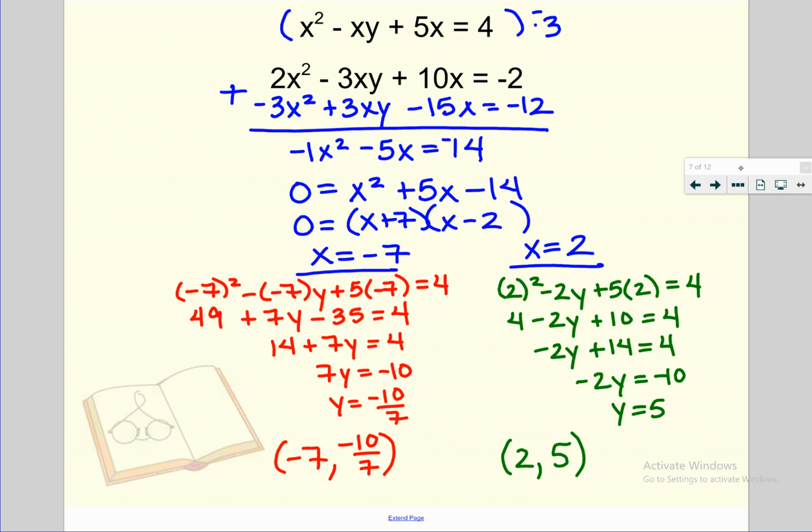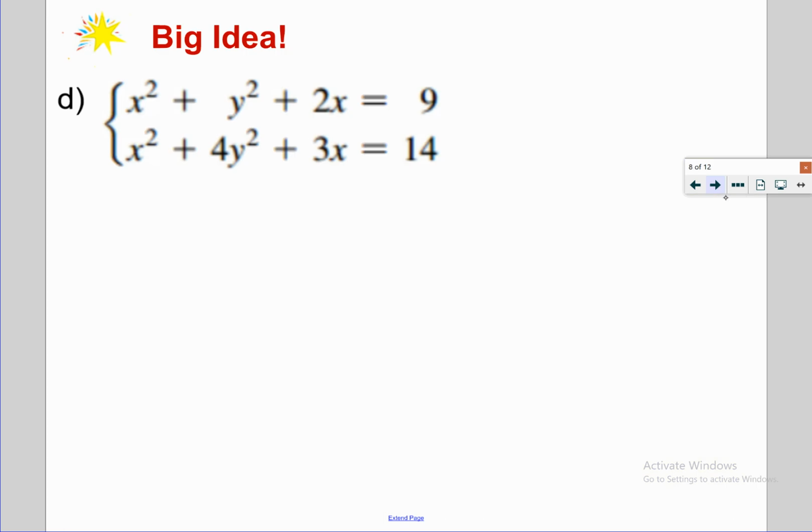All right, so the next problem, we're not going to go through the whole thing. I just kind of want to talk about the first step. Okay, this is similar to the last one. We definitely don't want to use substitution. We're going to use elimination. What would you need to eliminate here? Y squared. Yep, you'd have to eliminate the y's.